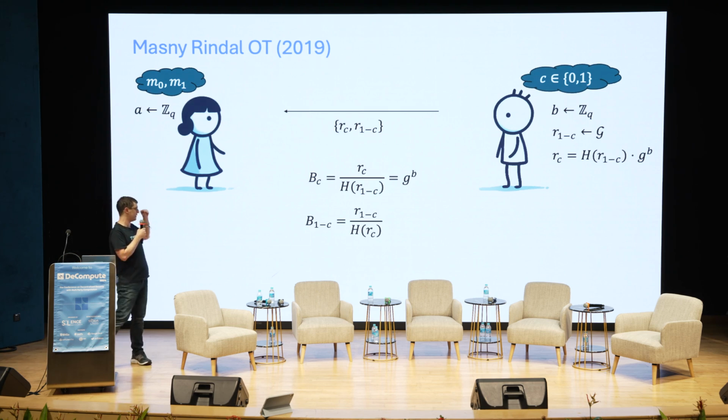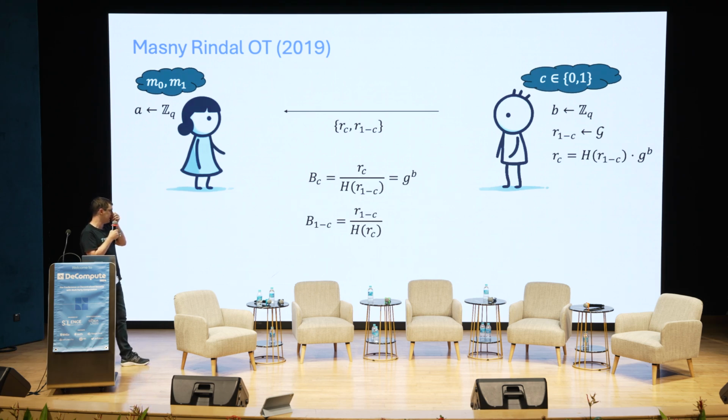And the other public key is computed exactly the opposite. So the sender computes it by dividing R1 minus C by the hash of RC. So again, the point here is that the sender can compute both of these completely symmetrically, without knowing the choice bit of the receiver.